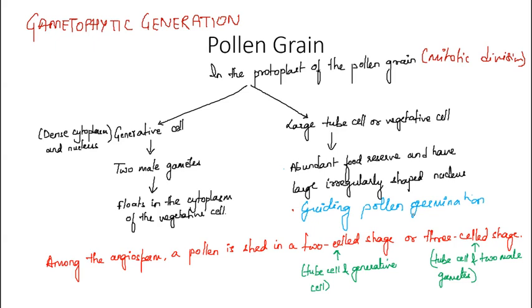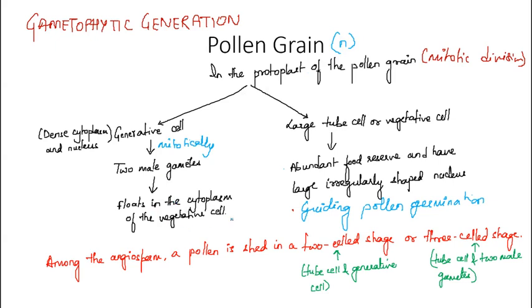What about the generative cell? They are the small ones. This generative cell will divide mitotically again, because the pollen grains are haploid, N. They will not divide meiotically. So they will divide mitotically and form two male gametes. These male gametes will float in the cytoplasm of the vegetative cell.